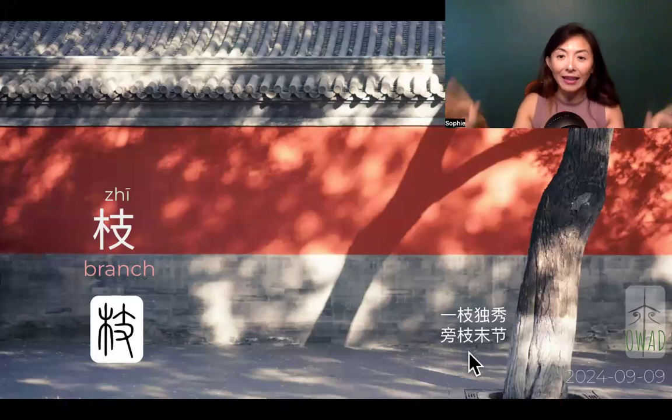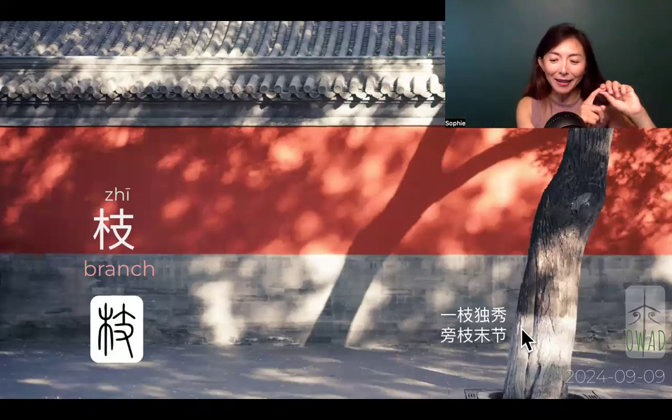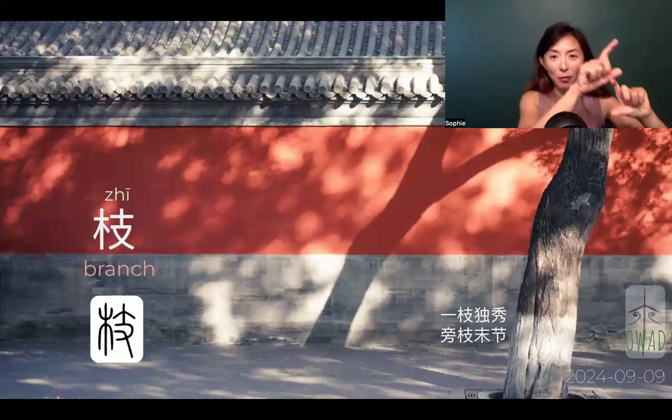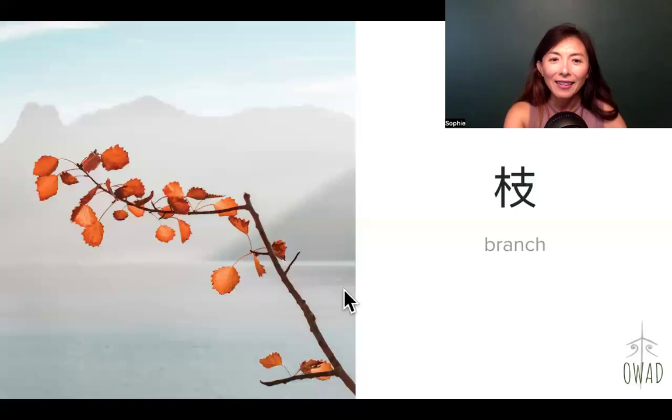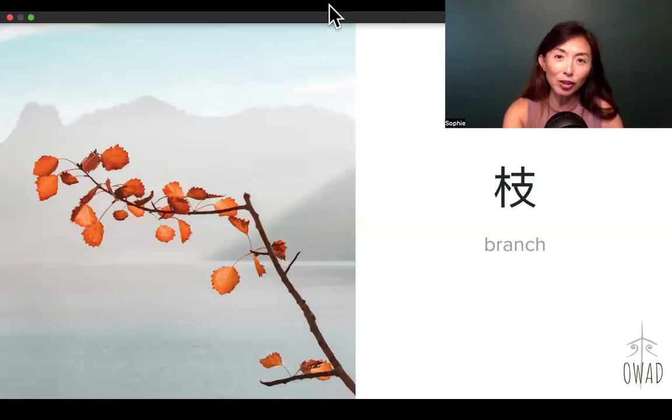旁 means on the side. 末节 means the very tip of the 节. Imagine a bamboo, a link, one segment, one segment. That's 节. And 旁枝末节 simply means the very tip end or side, side story, side notes. Don't give me that, I just want the main thing. So that's 旁枝末节. There you go. And you can view this as an illustration of 一枝独秀. It's just one branch, and it's glorious.